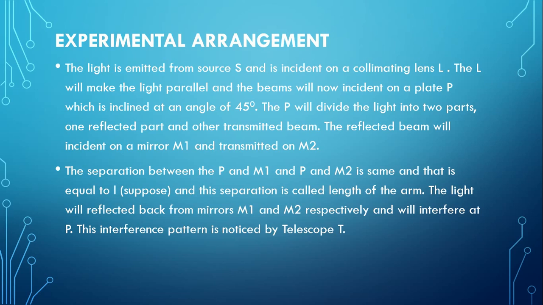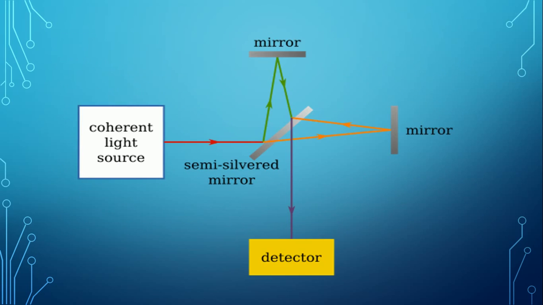The reflected beam will be incident on mirror M1, and the transmitted beam on M2. The separation between P and M1 and between P and M2 is the same, and is equal to l, which is called the length of the arm. The light will reflect back from mirrors M1 and M2 respectively and will interfere at P. The interference pattern is noticed by telescope T. This is the experiment setup.